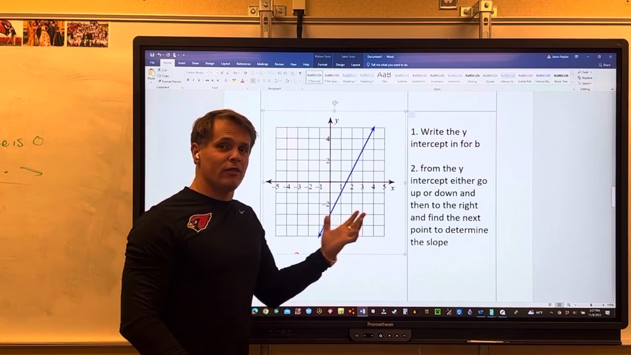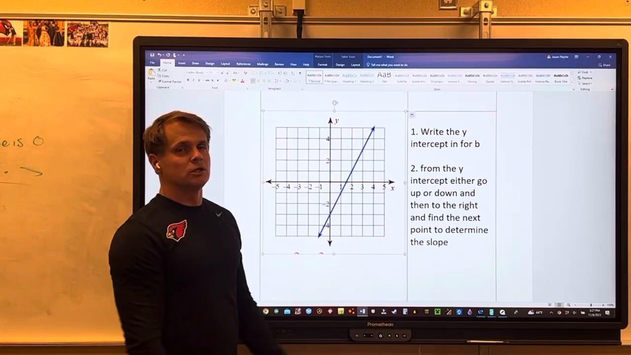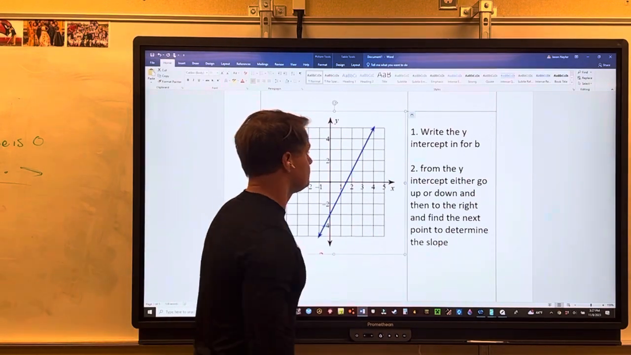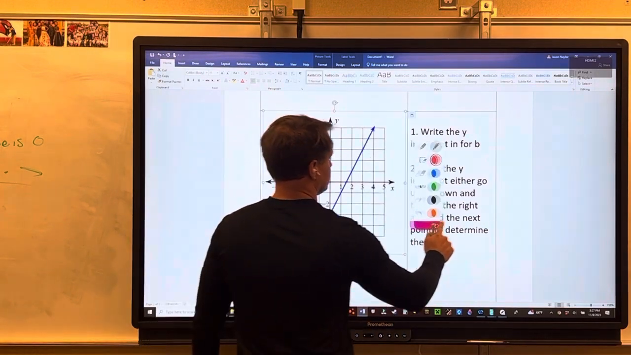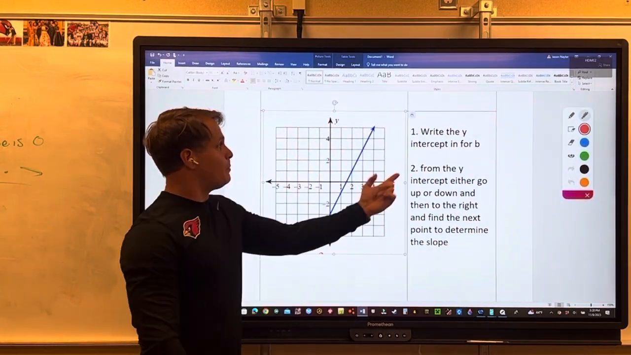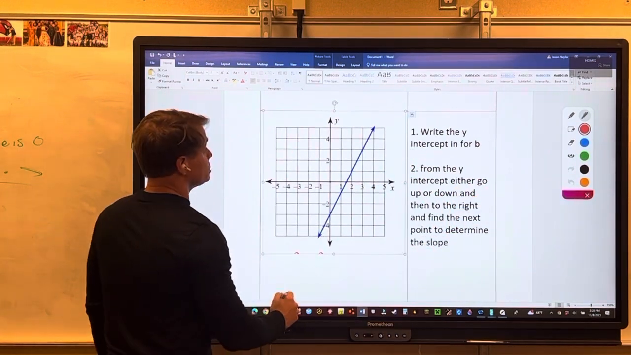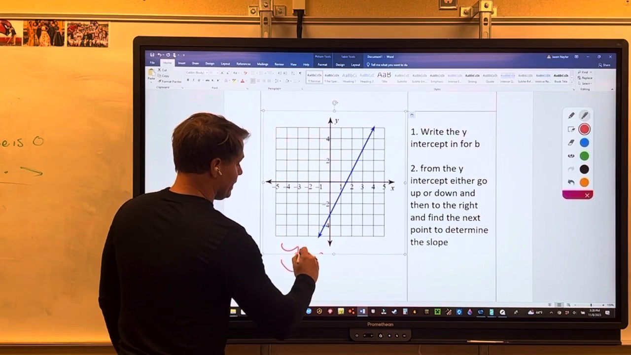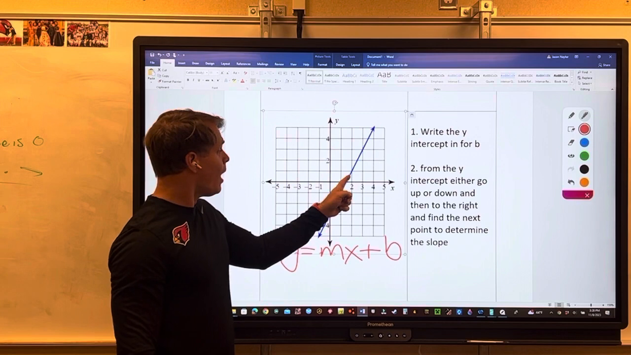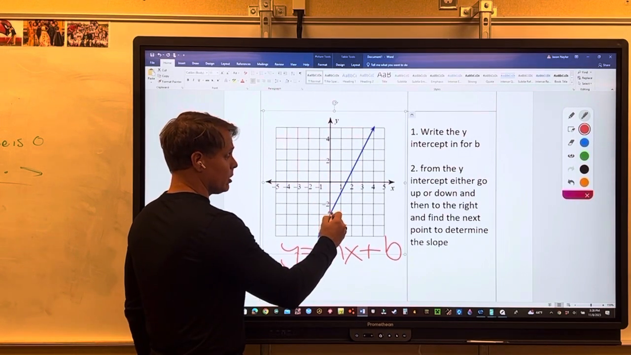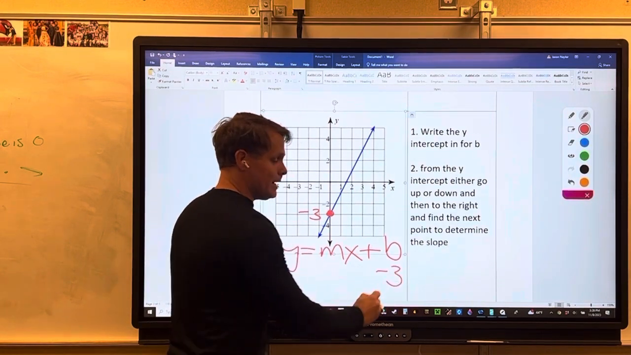Now, if we look at this problem, we can see that from left to right, it looks like we're going up. So our slope should be positive. So step number 1, I want to write the y-intercept in for b. Again, I'm going to use the equation y equals mx plus b. The y-intercept is right here. It's at -3. So I'm going to put a -3 in for b.